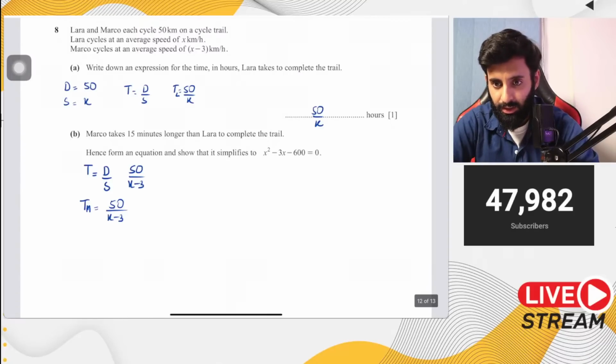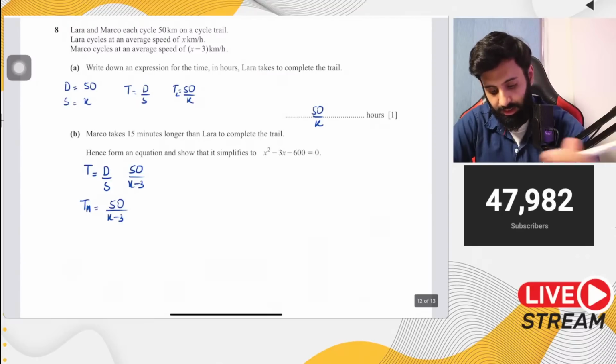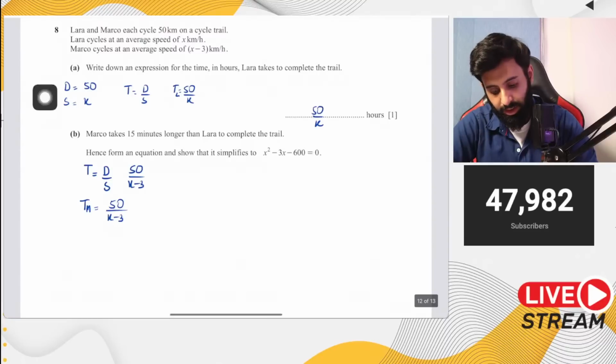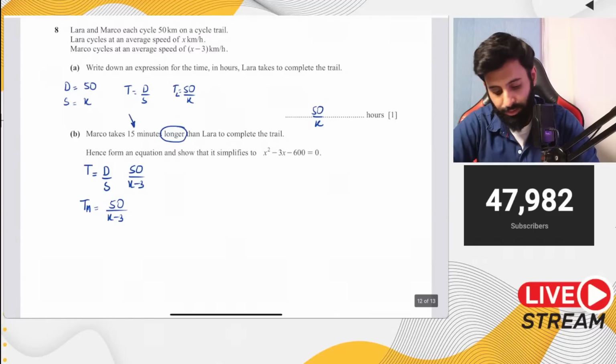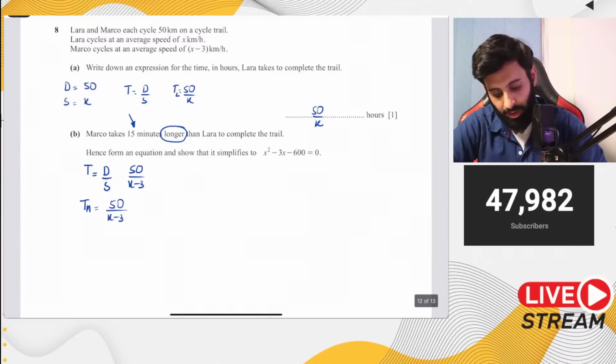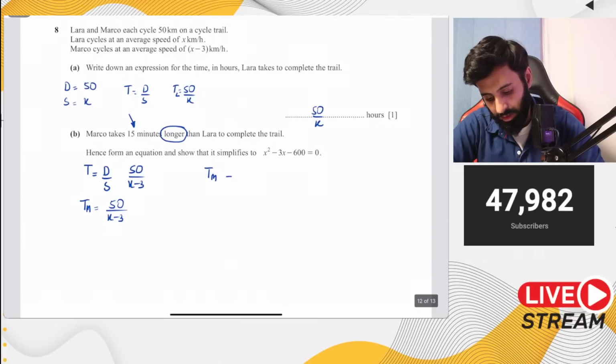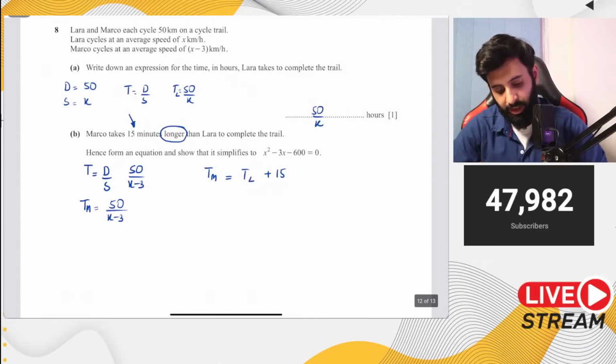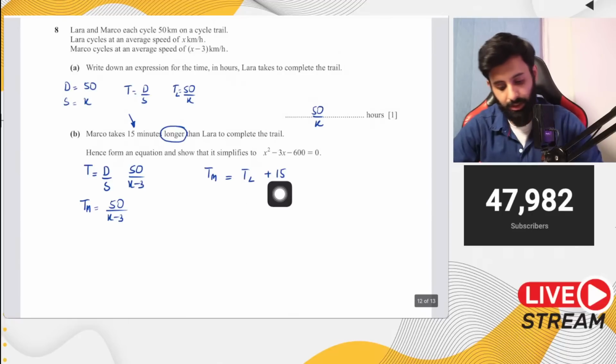Then here's what the question says. Marco takes 15 minutes longer than Laura to complete the trail. Now look, what's the keyword here? The keyword here is longer. And be careful that all the time so far you've worked out in hours, and this here is in minutes. So the time that Marco takes is 15 minutes longer, that means plus 15 compared to the time that Laura takes.